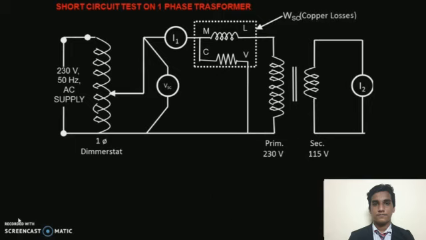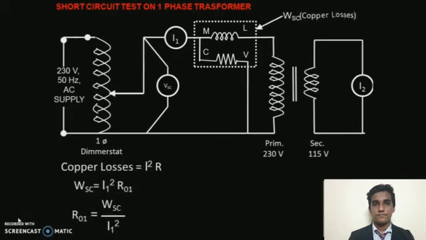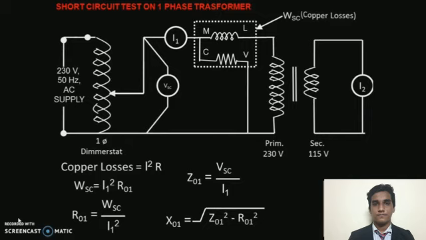So how to find the parameters? Copper loss is given by I square R, and WSC can be written as I1 square R01. R01 can be calculated as WSC upon I1 square. Similarly, Z01 is equal to VSC upon I1. So X01 can be found using the formula square root of Z01 square minus R01 square. So here we are getting the remaining three parameters, such as R01, Z01 and X01.